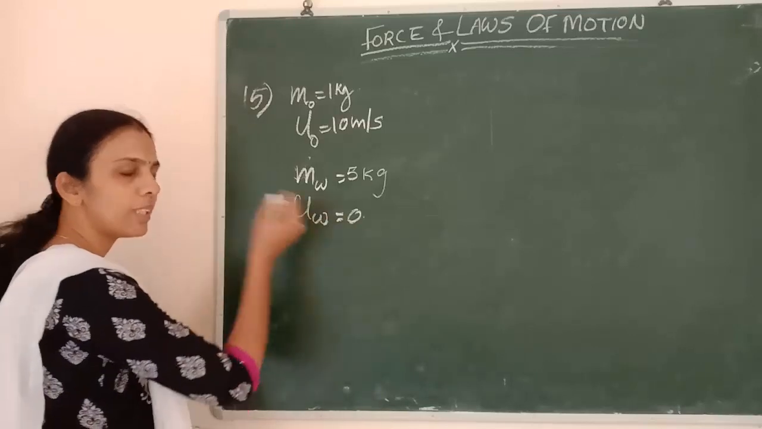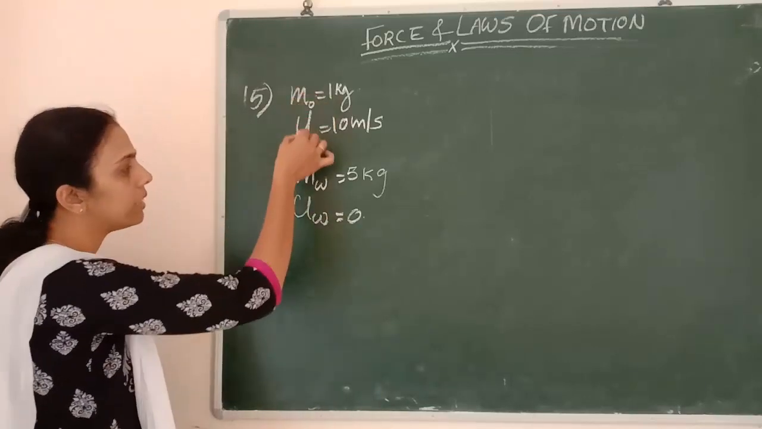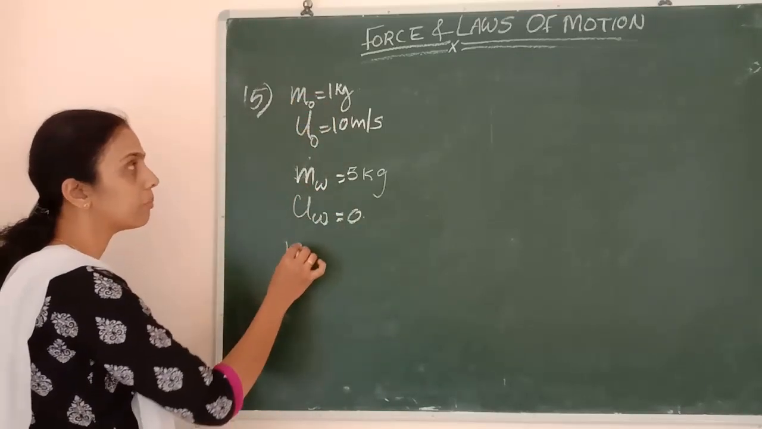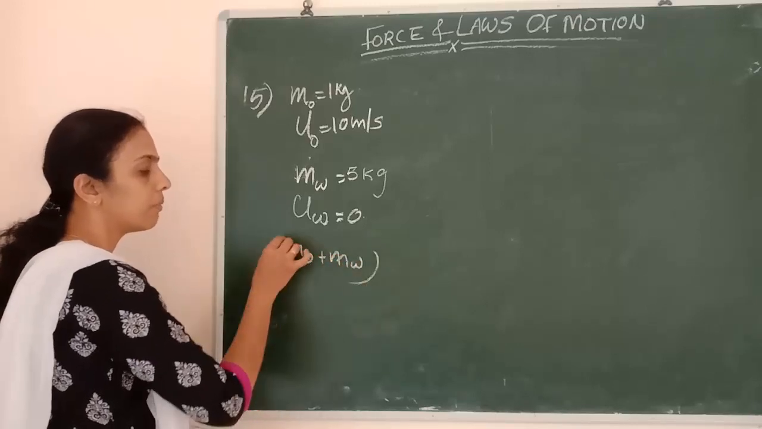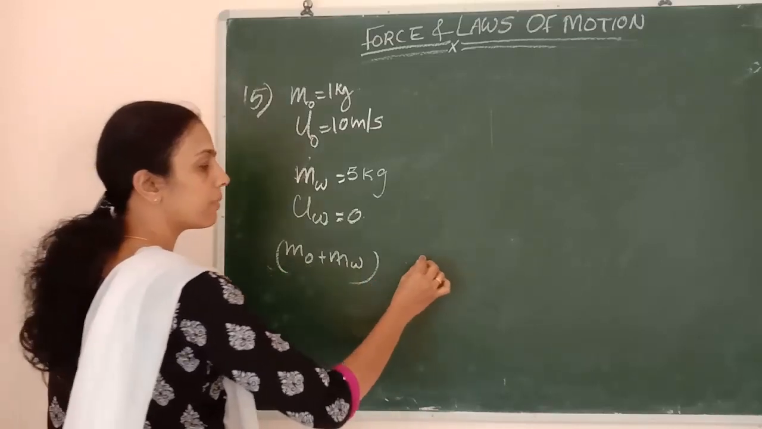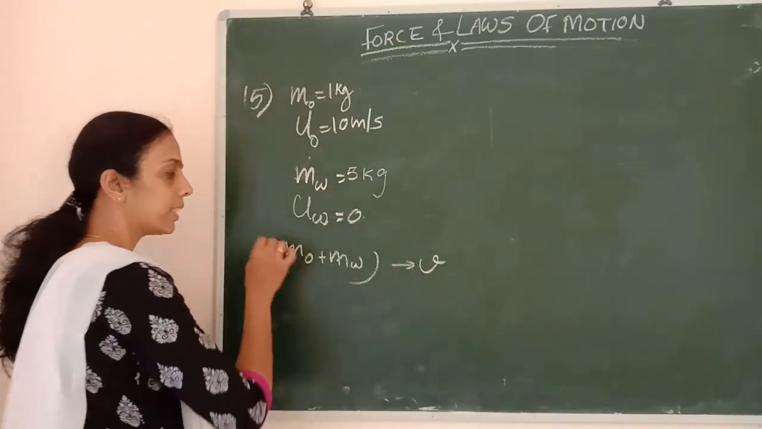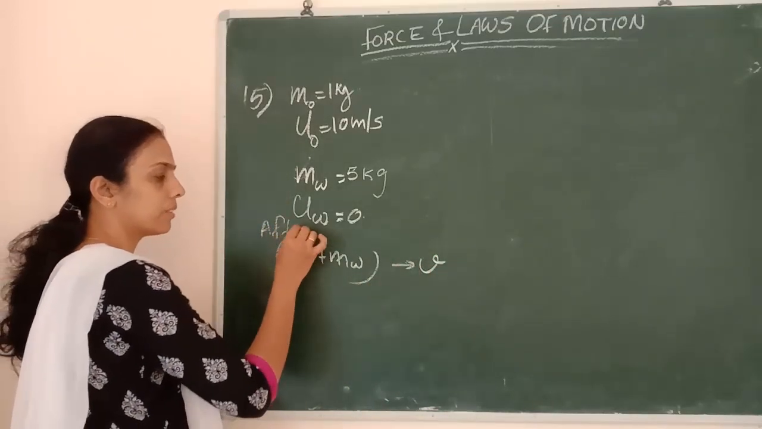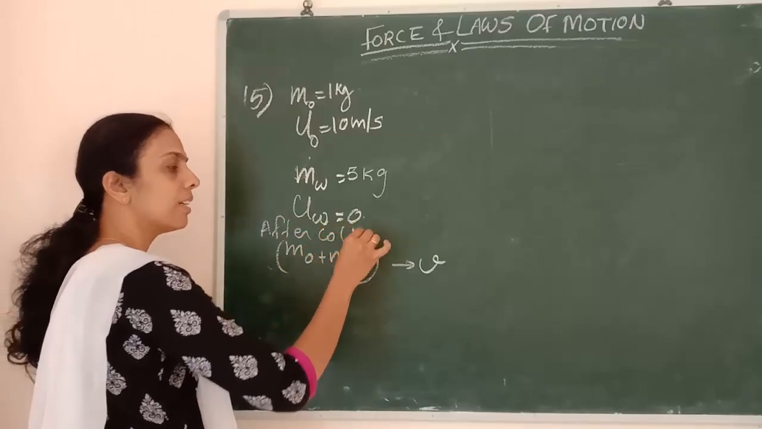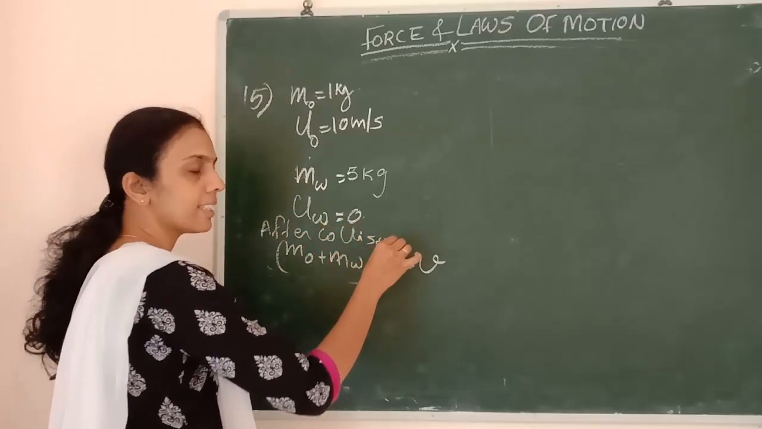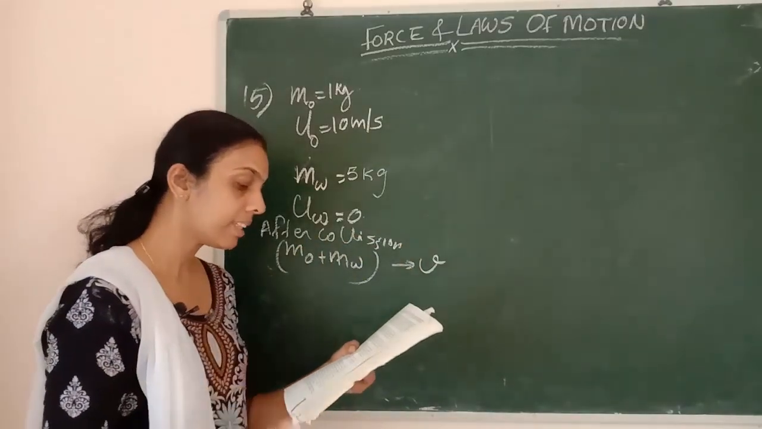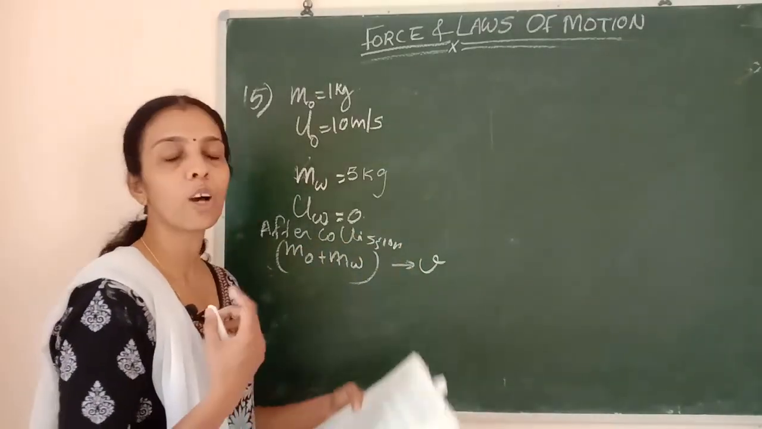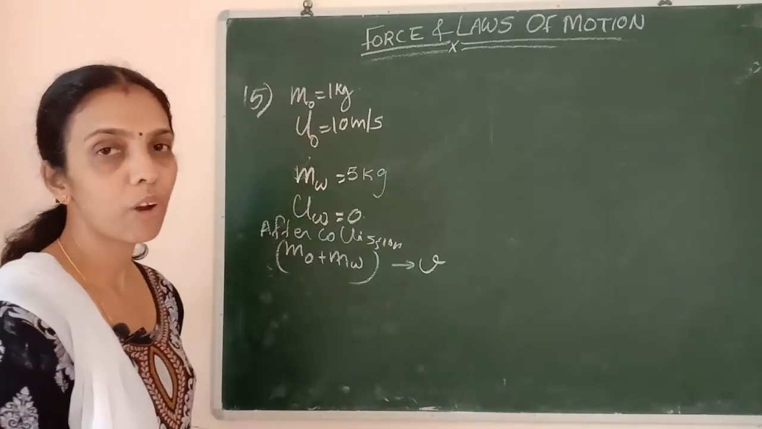So which formula can we use? See, all these are given. After that, mo plus mw will be moving with the velocity v. This is after collision. There itself we will get an idea, isn't it? If it is sticking together and moving with a velocity, how can we find out what the formula will be?